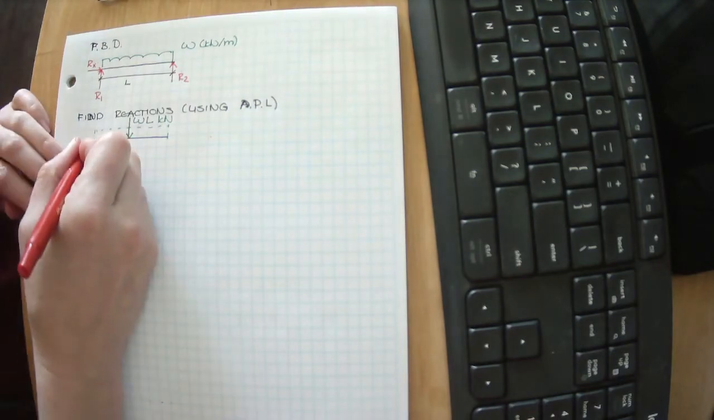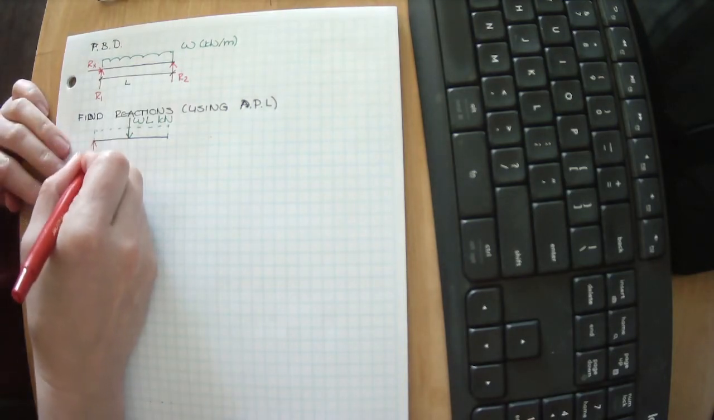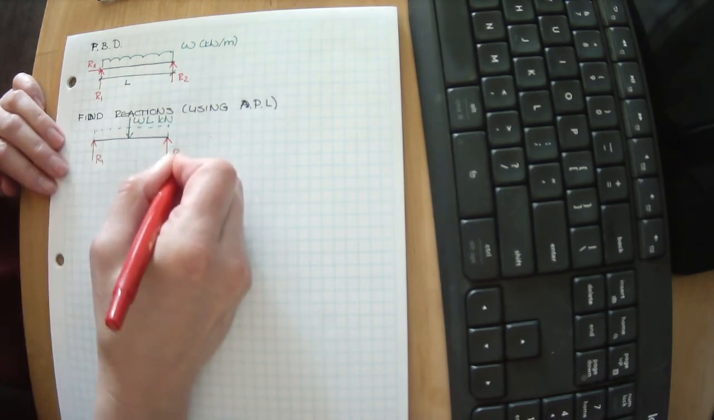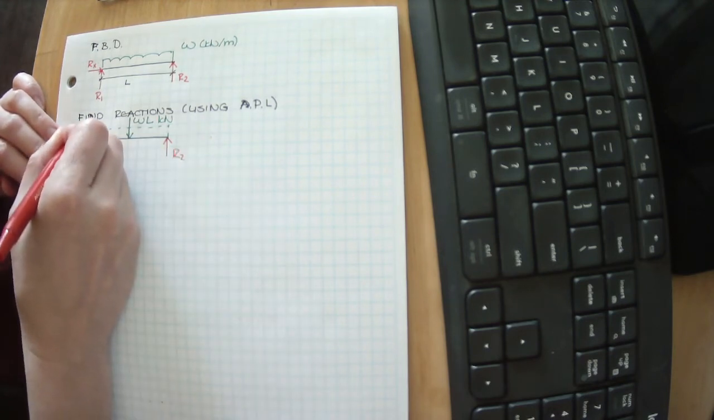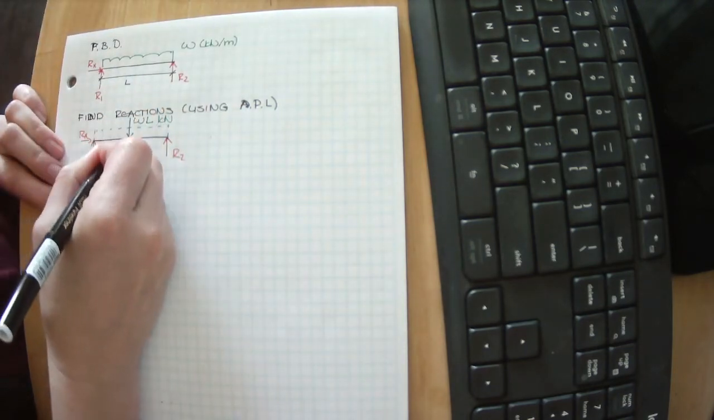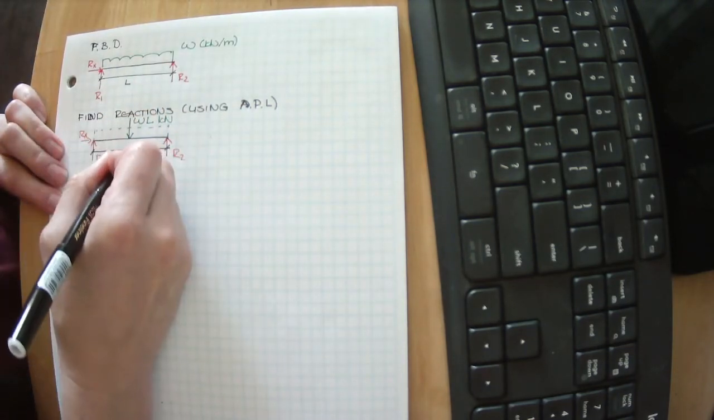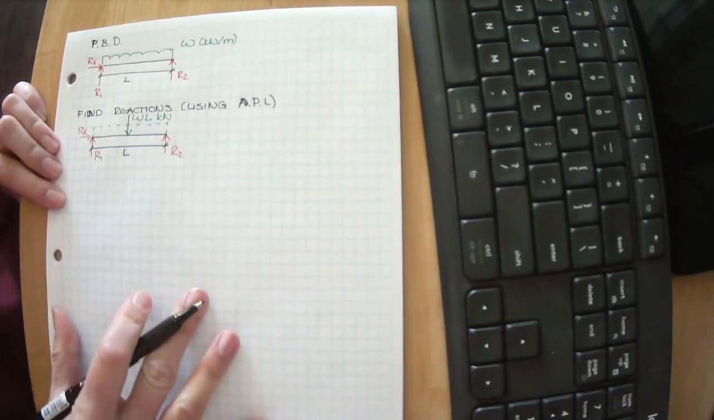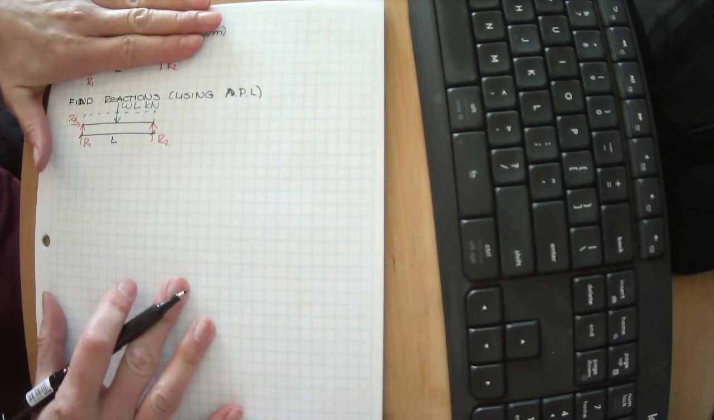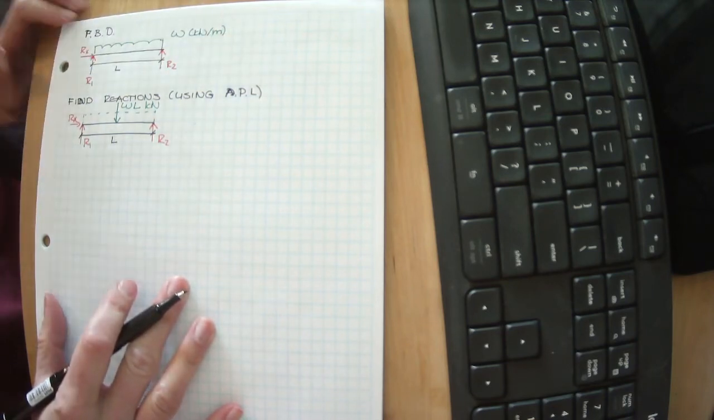We have our unknown reactions R1, R2, Rx, and the length of this is still L. So this is just a temporary free body diagram using analogous point loads. This is the free body diagram of the system.